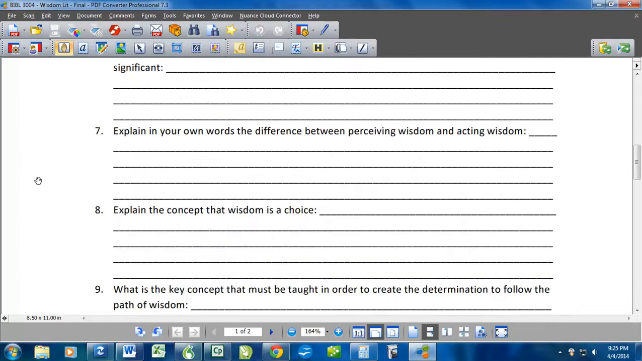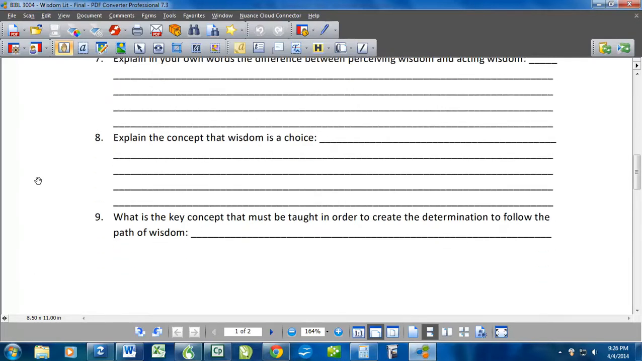Number 7, explain in your own words the difference between perceiving wisdom and acting wisdom. So perceiving wisdom is the ability to know intellectually and conceptually what is the right thing to do. Acting wisdom is the ability to perform in a way that lines up with what you know to be true from your perceiving wisdom.